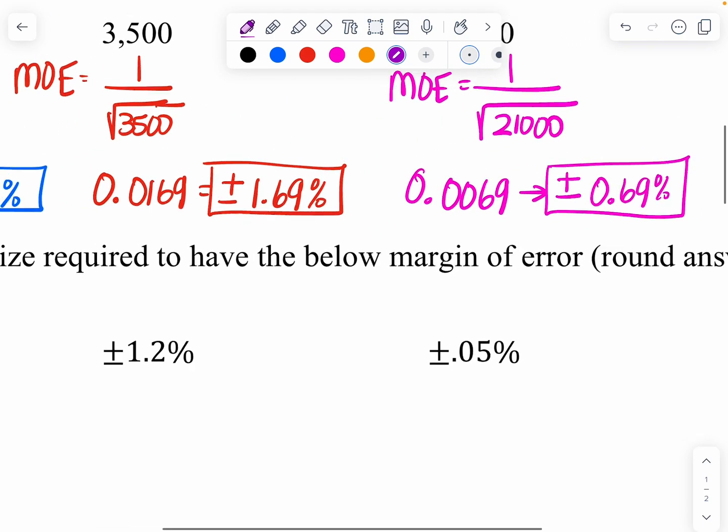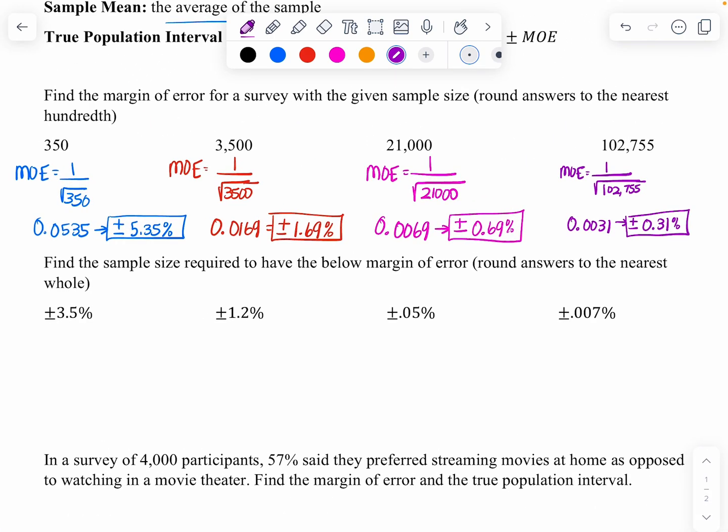For the next thing we're going to do, we're going to look at the sample size required to have these margin of errors below. We're going to round our answers to the nearest whole number.